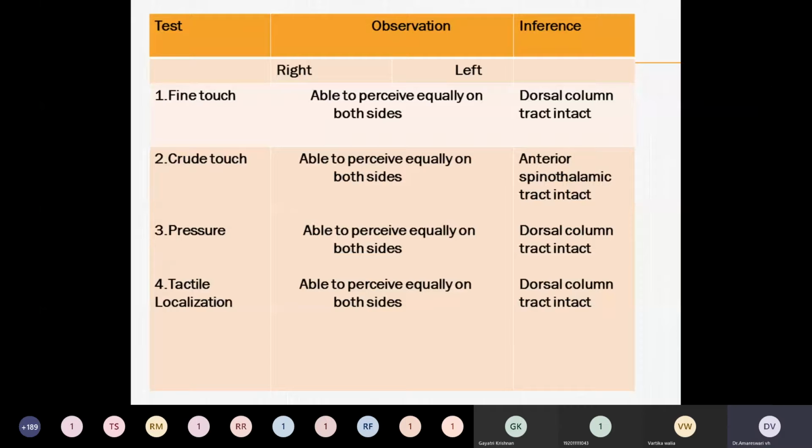So what we are going to do first is the test. Under the test, we are going to check fine touch, and under observation, we have taken two subdivisions: you are going to check right hand side and left hand side. For fine touch, under the observation: able to perceive equally on both sides. What is the inference? Fine touch is carried by the dorsal column tract, so the dorsal column tract is intact.